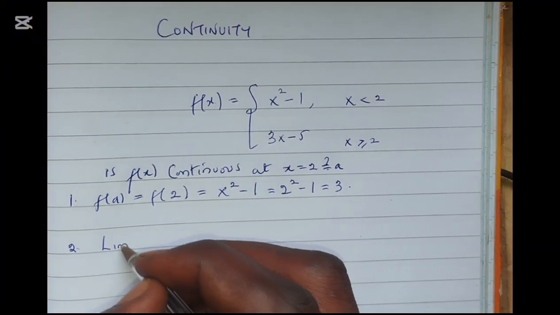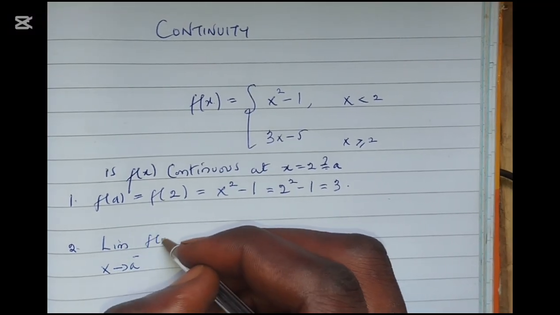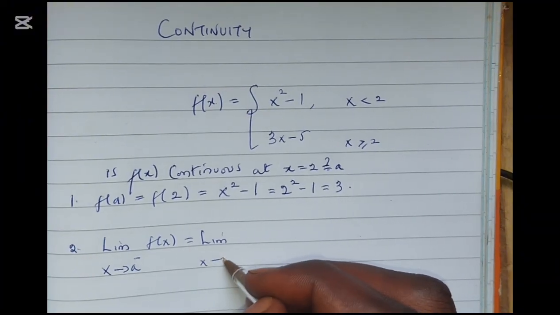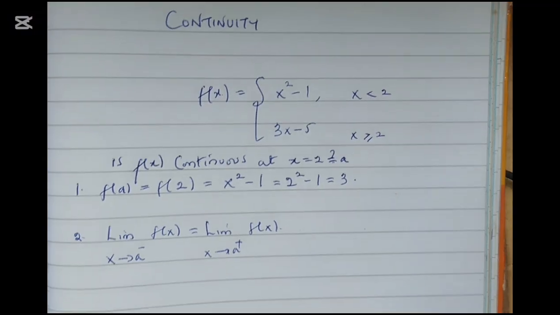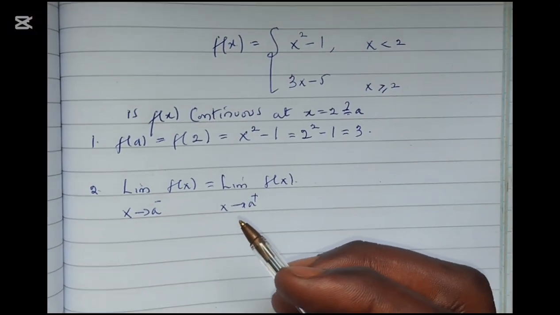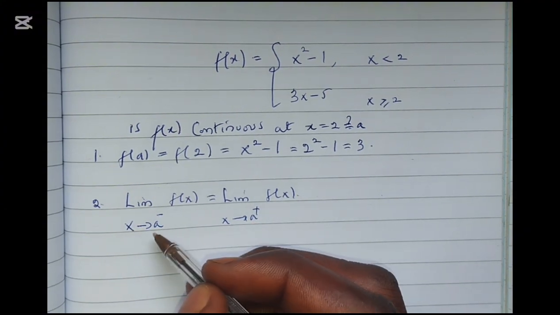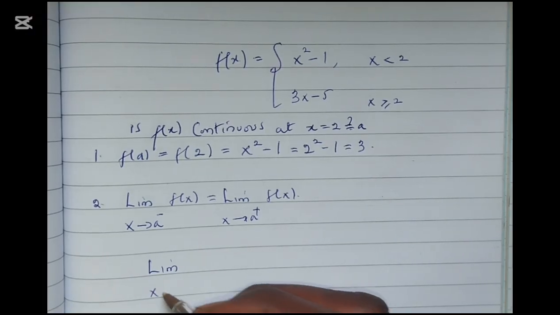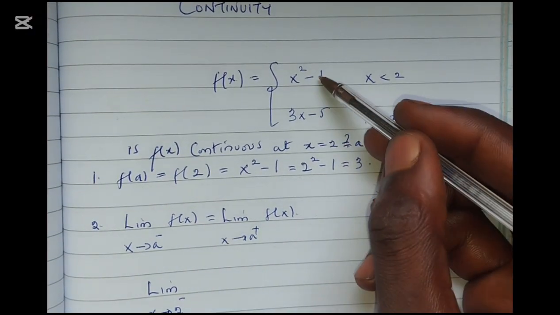The limit as x approaches the value from the left of the function must be equal to the limit as x approaches the value from the right of the function. If these two are equal, then we can move to the third condition. So let's see. Let us find the limit as x approaches 2 from the left. Of which function, this one or this one?